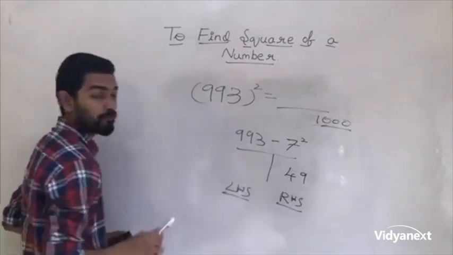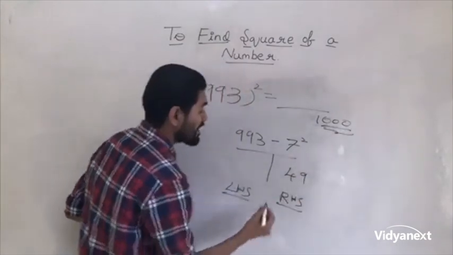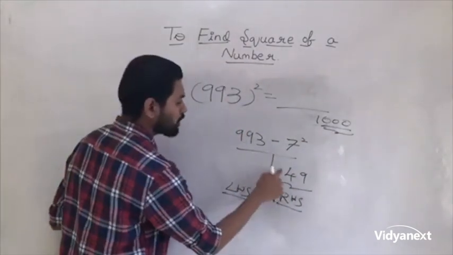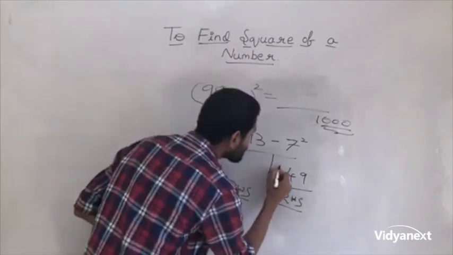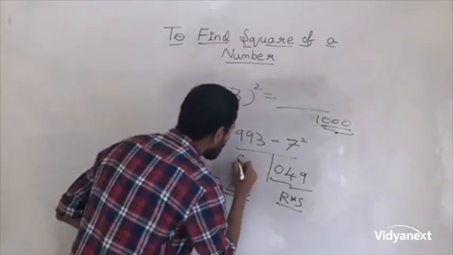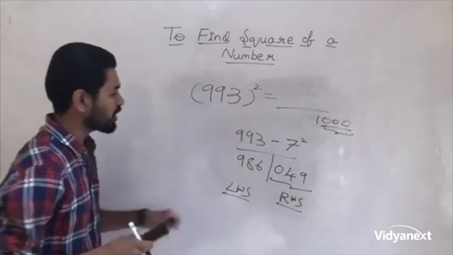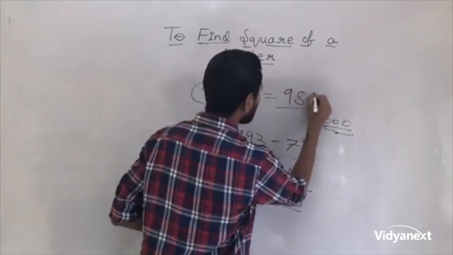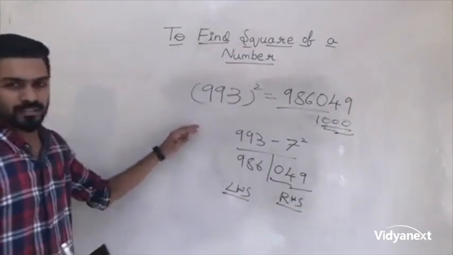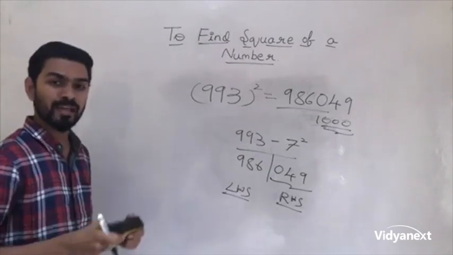And let us find the LHS part. But students, remember that as our base is 1000, which has 3 zeros, this RHS part must contain 3 digits. As 7 square is 49, we can fill the other digit with 0. Now 993 minus 7 is 986. Now the square of 993 is 986,049.